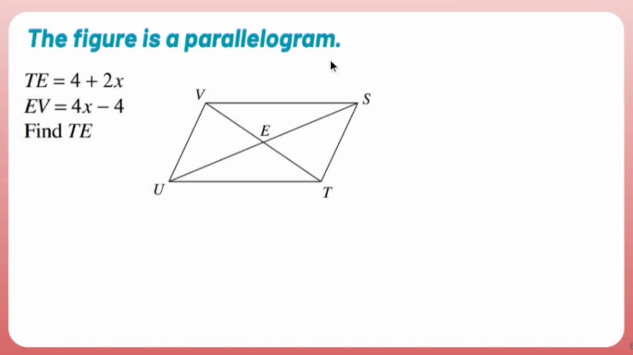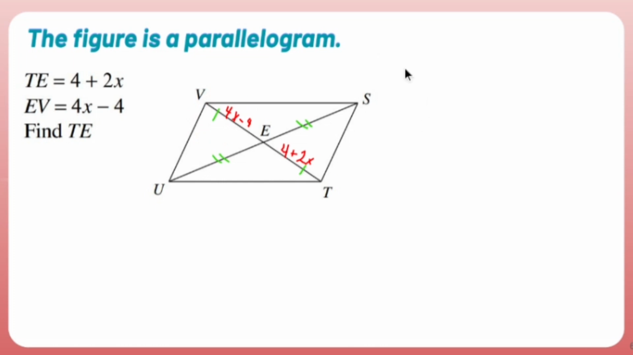The figure is a parallelogram. TE is 4 plus 2x. EV is 4x minus 4. Now, in a parallelogram, the diagonals bisect each other. In other words, UE will be congruent to ES. But most importantly for us, TE is congruent to EV.